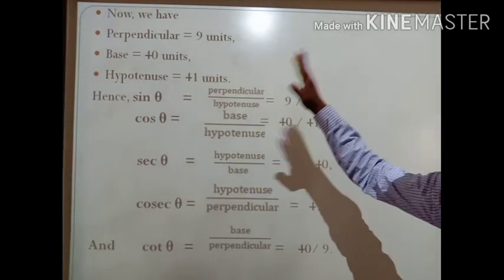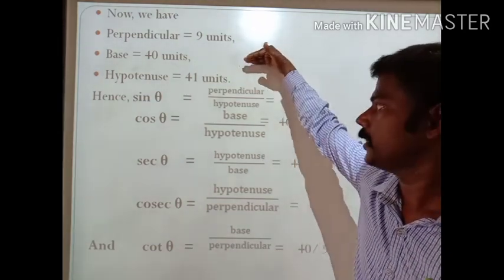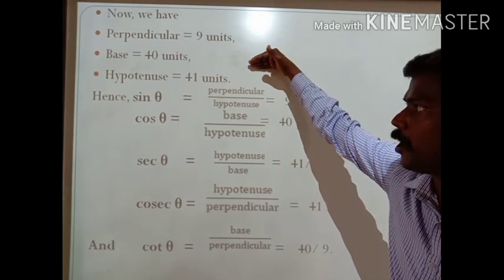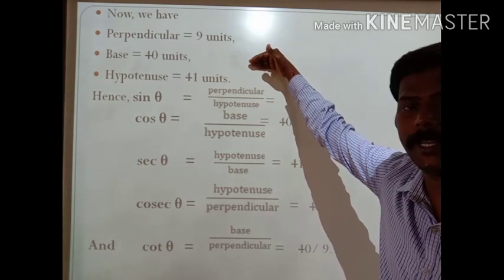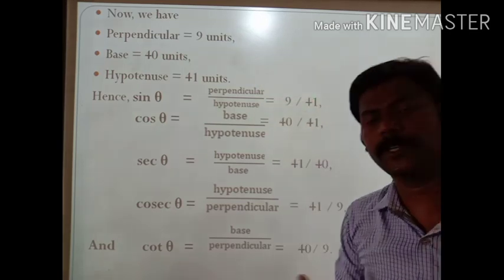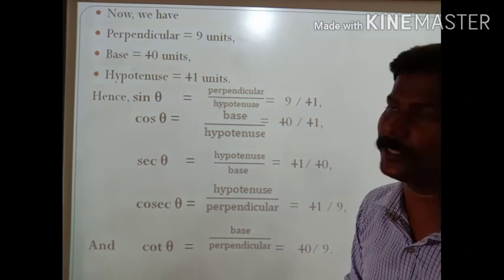So, by using all these simplifications, we have perpendicular, base, hypotenuse. What is the perpendicular? 9 units. How much is the base? 40 units. How much is the hypotenuse? 41 units. It is very simple to simplify the trigonometric ratios. Now substitute the values one by one, children.